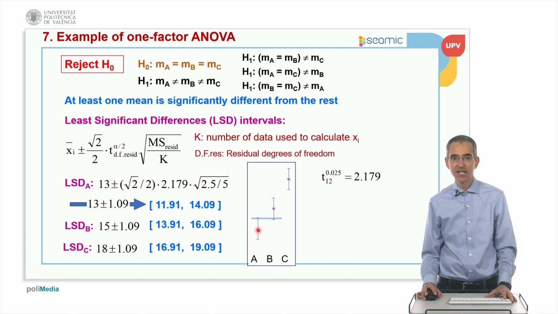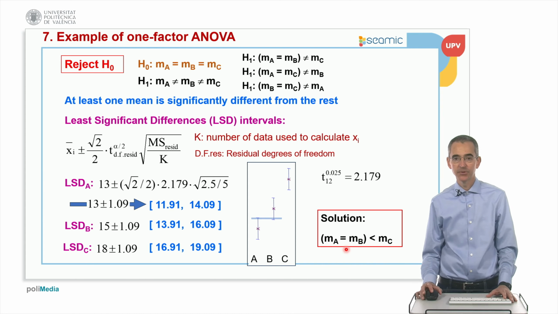So we can say that the differences between A and B are not statistically significant. So this would be the solution. The first interval does not overlap with C. The second interval does not overlap with C. So we can say that they are significantly lower. But as there is some kind of overlap between A and B, we cannot say that their averages are significantly different. And so this is a way to put the solution.